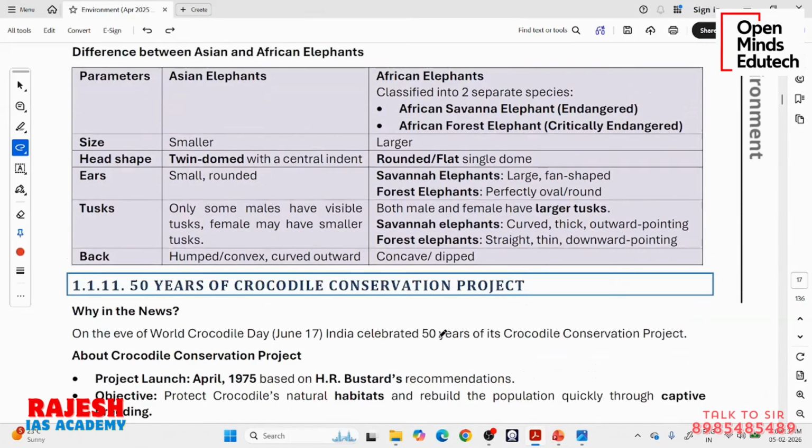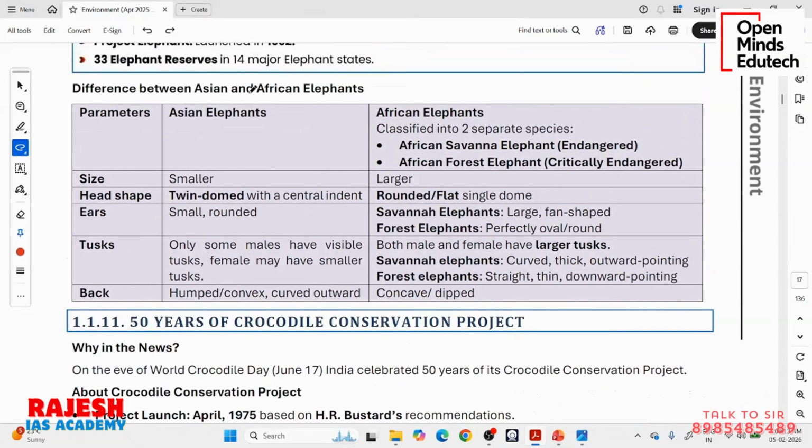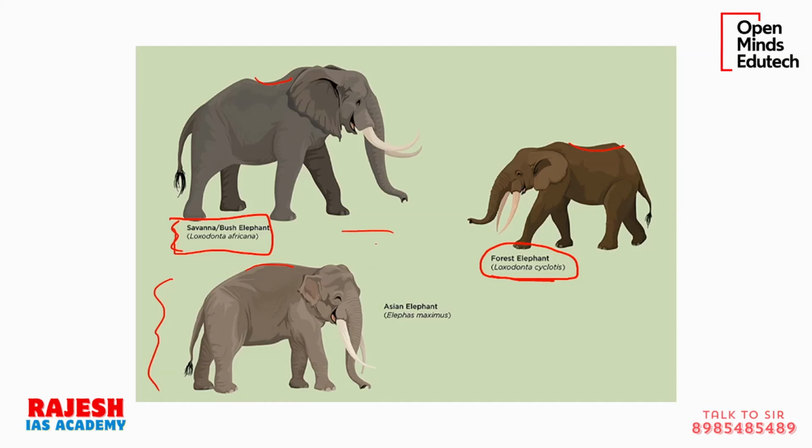Let us see the difference between Asian and African elephants first, then come to Asian elephants. There are two types of elephants basically, Asian and African. African elephant is further classified into African savanna elephant and African forest elephant, like I have shown you. African savanna elephant is endangered and African forest elephant is critically endangered. This Indian Asiatic elephant is endangered. The numbers of the African forest elephant are falling very rapidly.